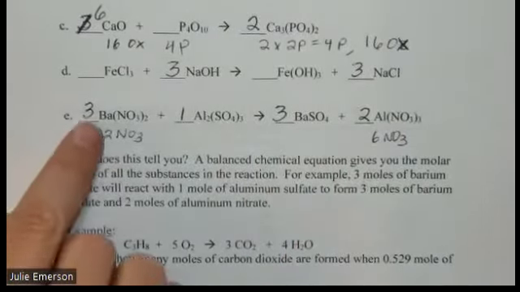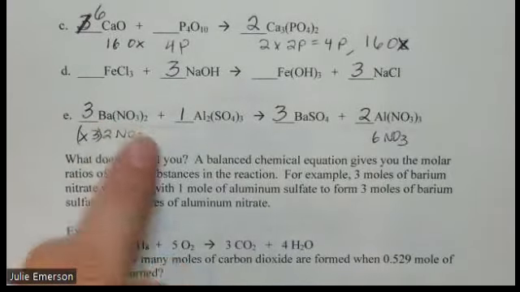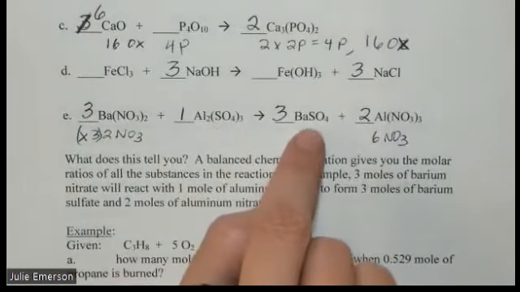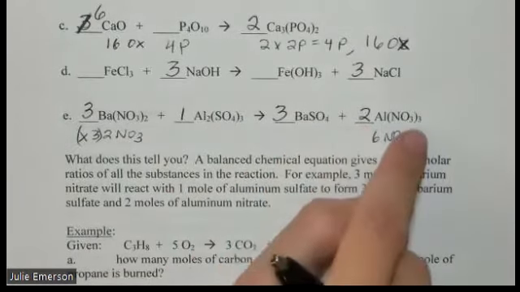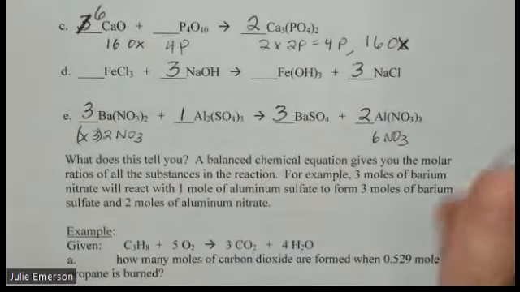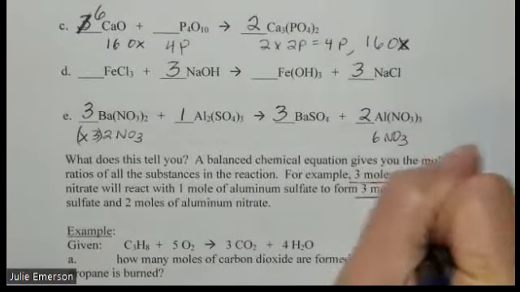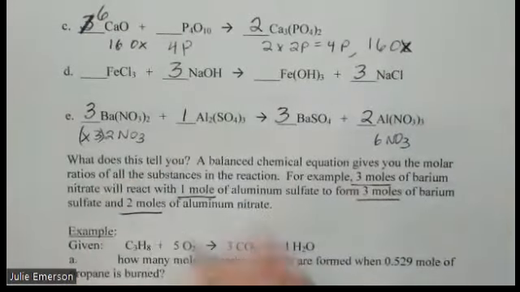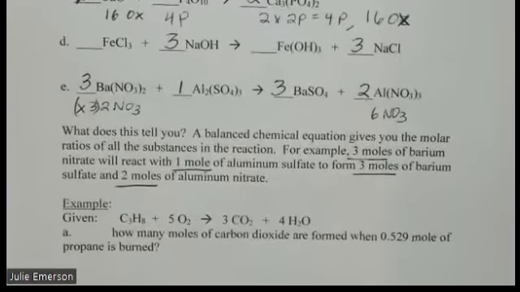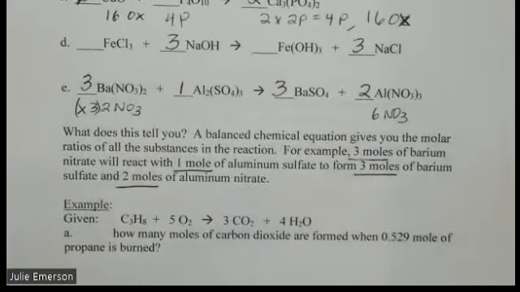So this tells me that 3 moles of barium nitrate react with 1 mole of aluminum sulfate to make 3 moles of barium sulfate and 2 moles of aluminum nitrate. And that's what I have for you written right underneath that. So what those coefficients in front give us are what's called the molar coefficients. The coefficients in front are telling us how many moles. So these are the molar coefficients.